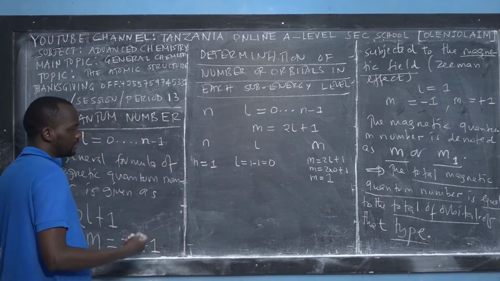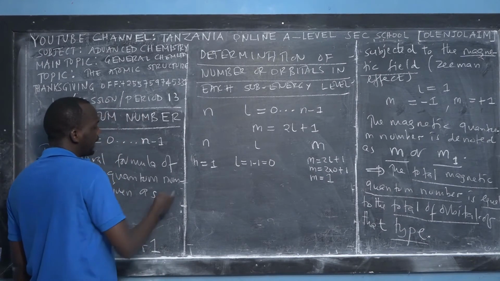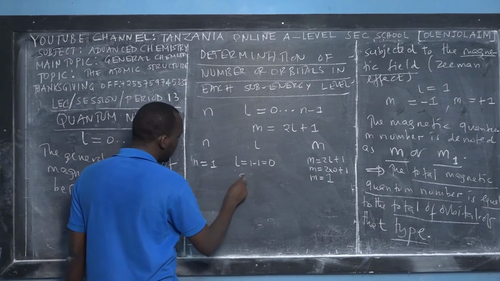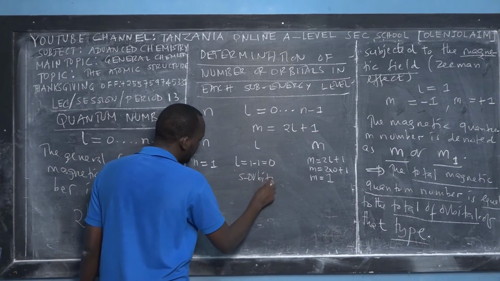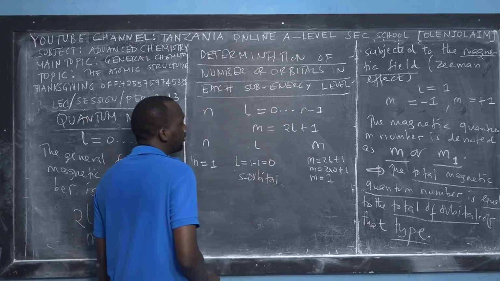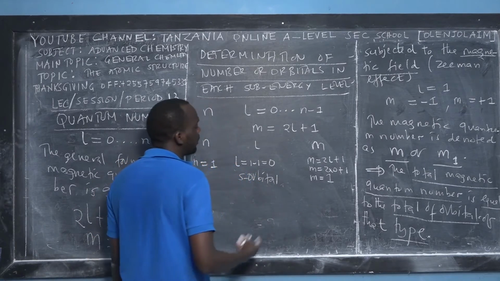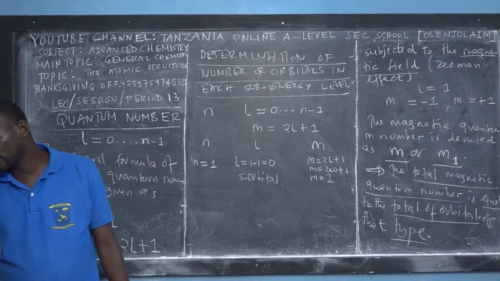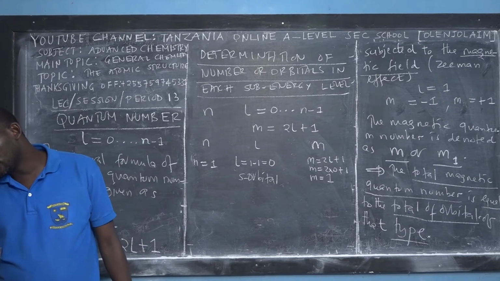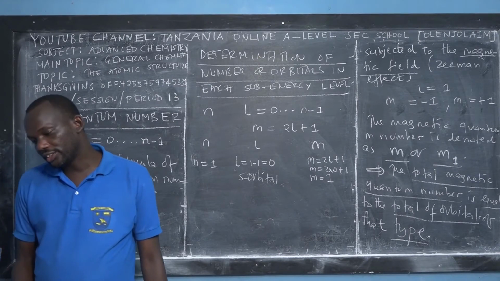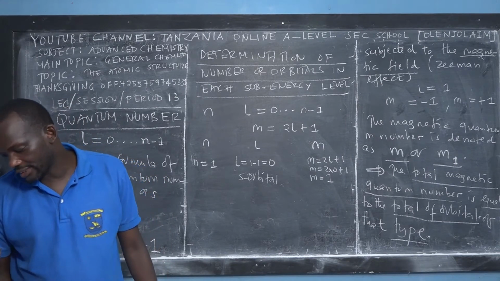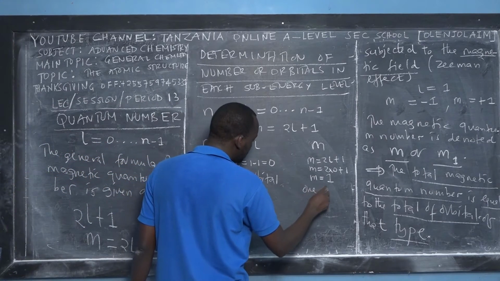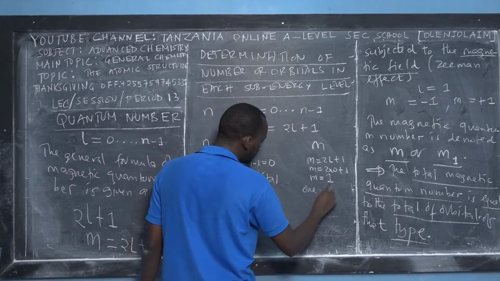Okay, so what does it mean? It means that when n is equal to 1 and L is equal to 0, this represents the S orbital, if you do remember that from lecture 12. And in this S orbital we have only one orbital, because the magnetic quantum number has a value of 1, implying that there is one S orbital.